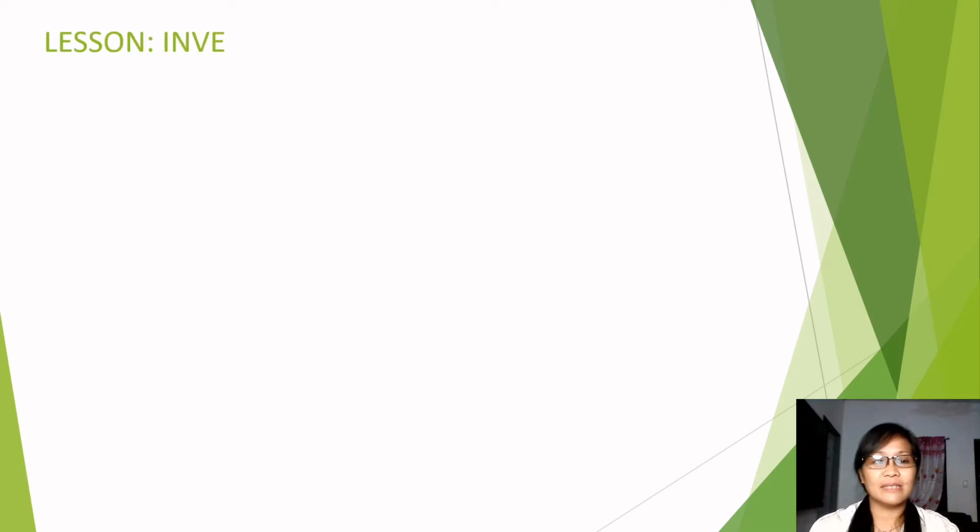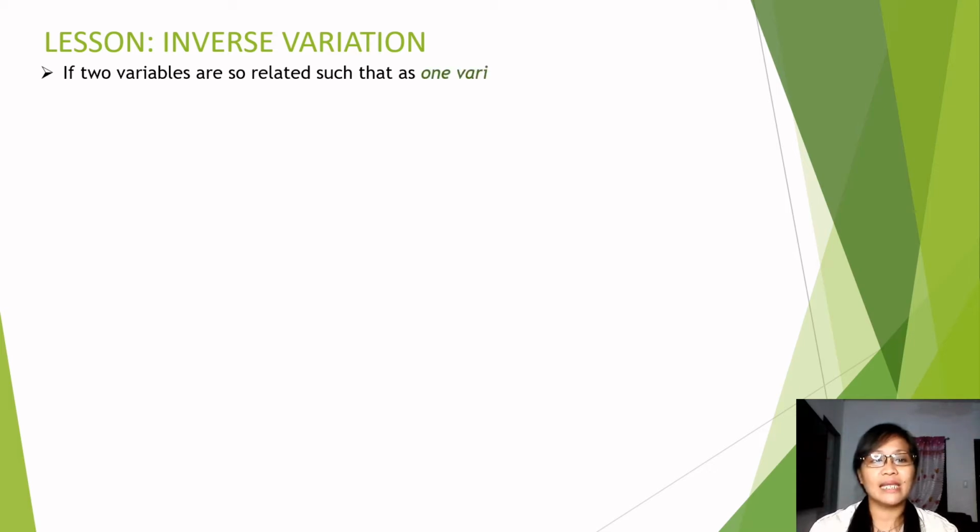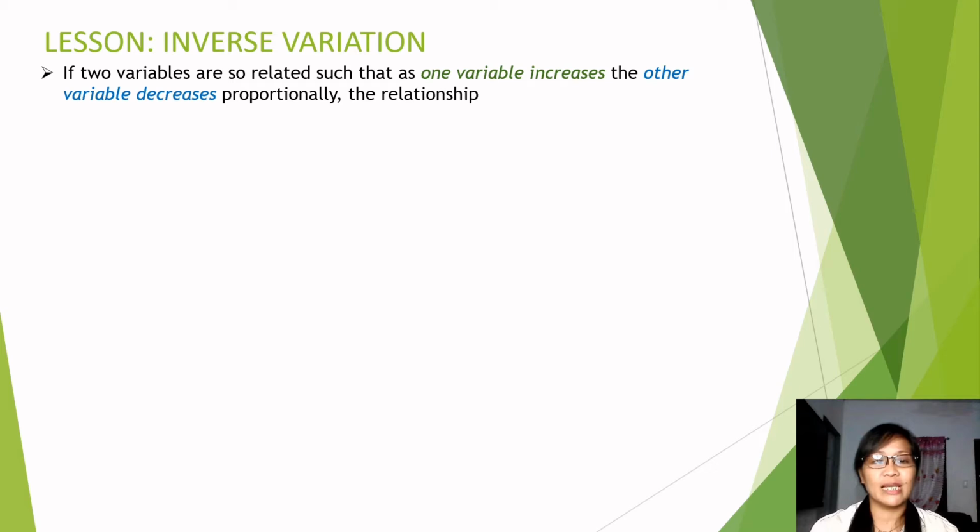Our lesson for today is about inverse variation. Ano nga ba ang inverse variation? If two variables are so related such that as one variable increases, the other variable decreases proportionally, the relationship is called inverse variation, meaning kung yung isang variable ay tumataas, yung isang variable ay bumababa. And vice versa. If ang isang variable ay bumababa, yung isang variable ay tumataas.